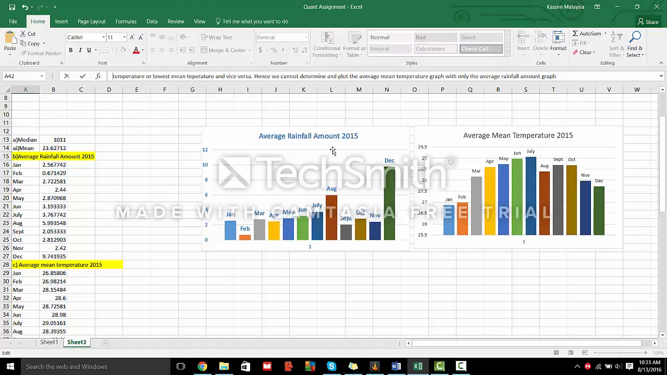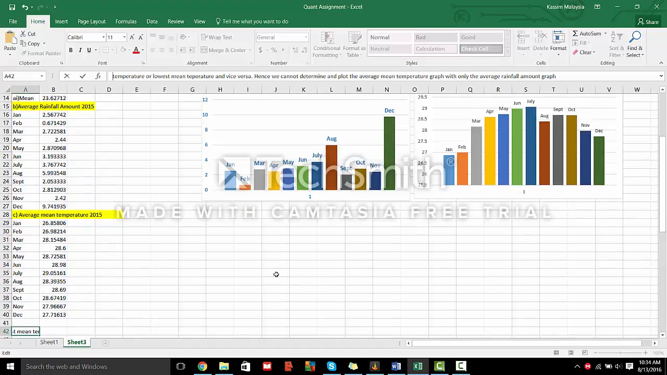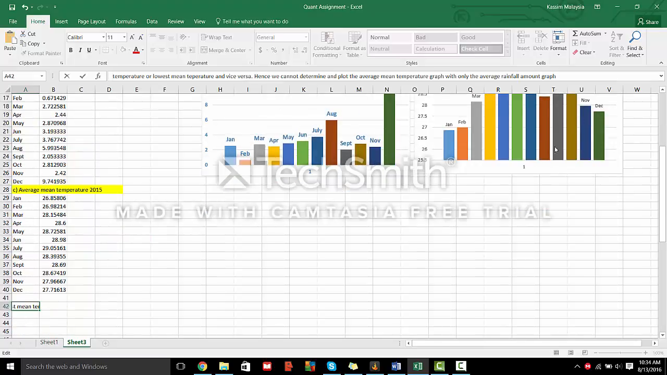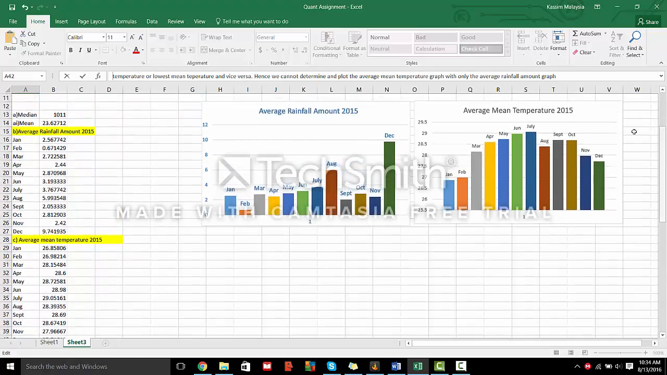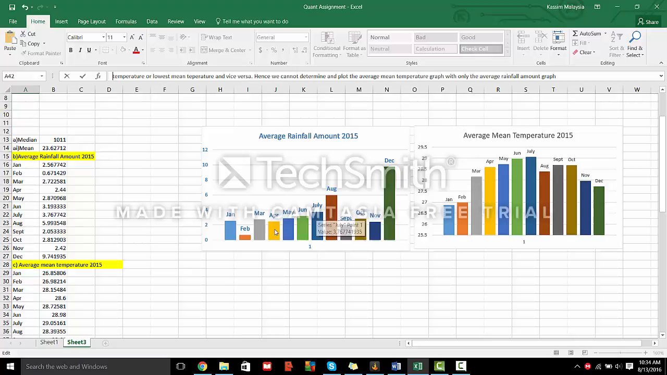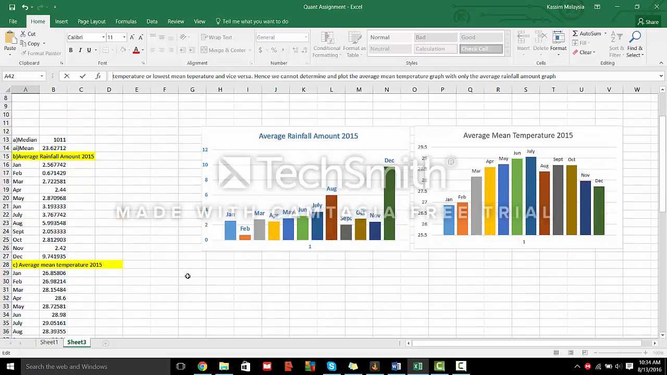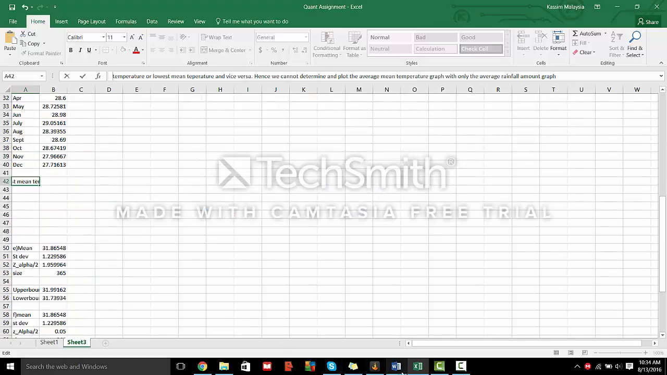So I cannot plot the average rainfall amount for 2015 based on just looking at the average mean temperature. It doesn't give me a rough gauge, because December here is the highest, but December there is just in the middle, almost one of the lowest compared to October, September, and June. And July here is halfway, but when you see here, July is the biggest. So it's impossible to plot, if you know what I mean. So, next question.